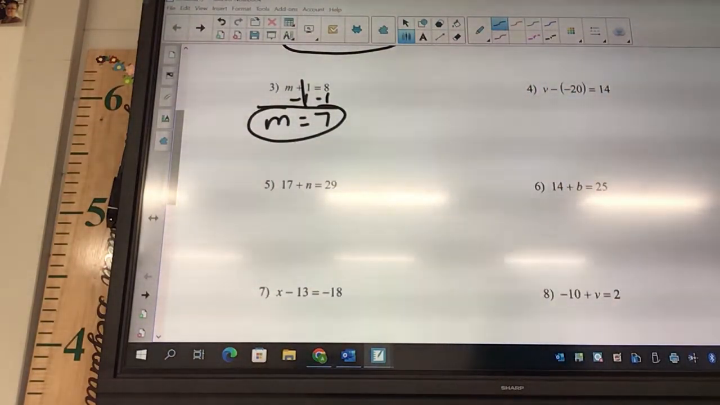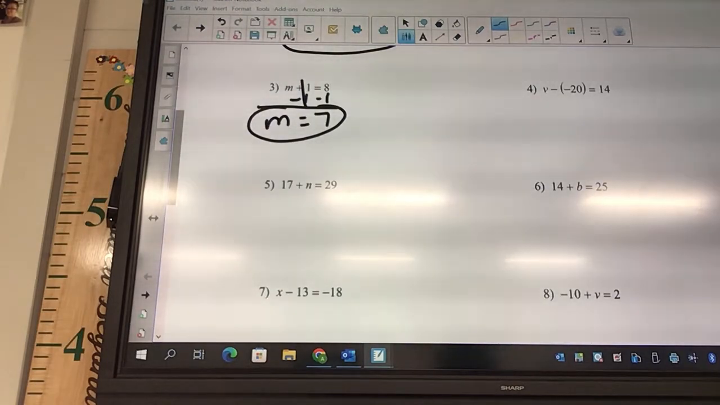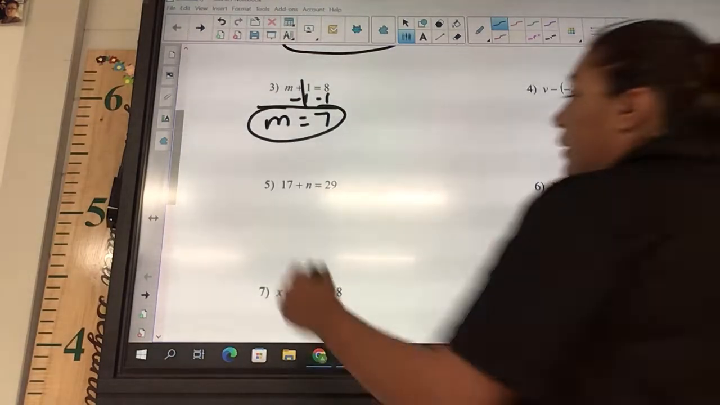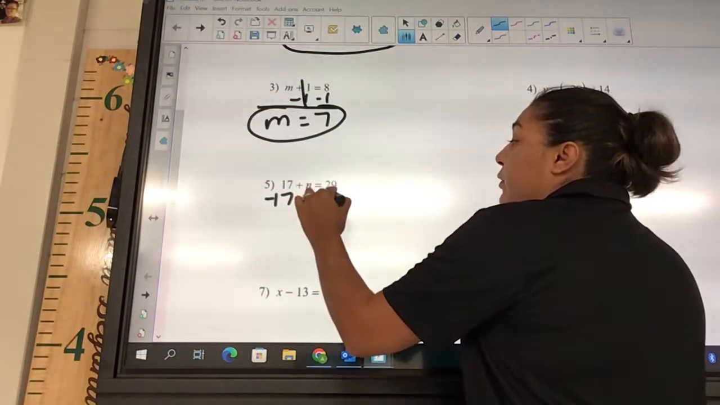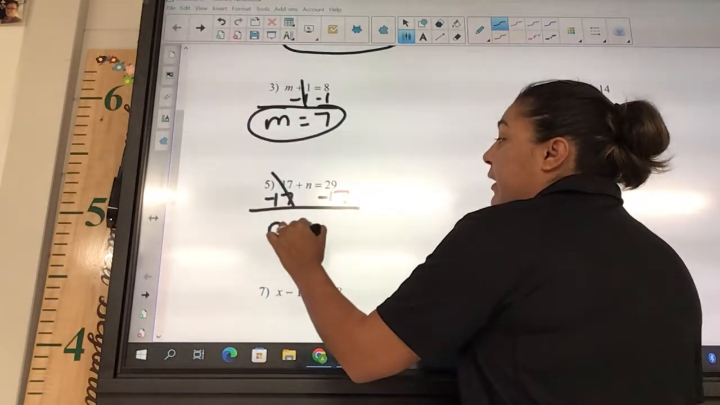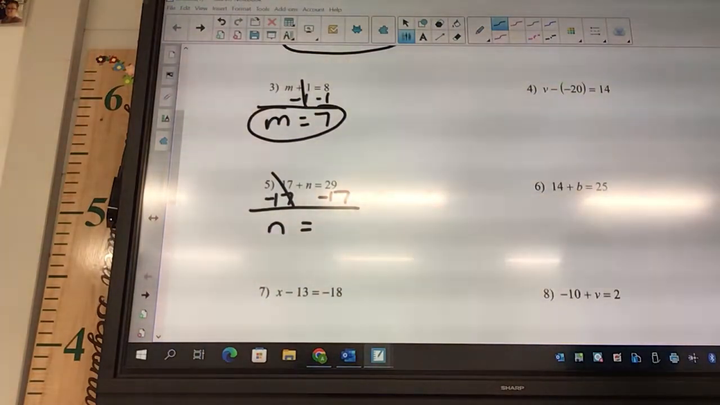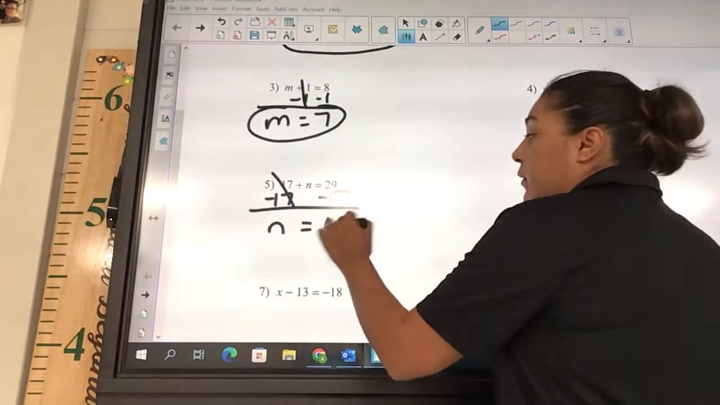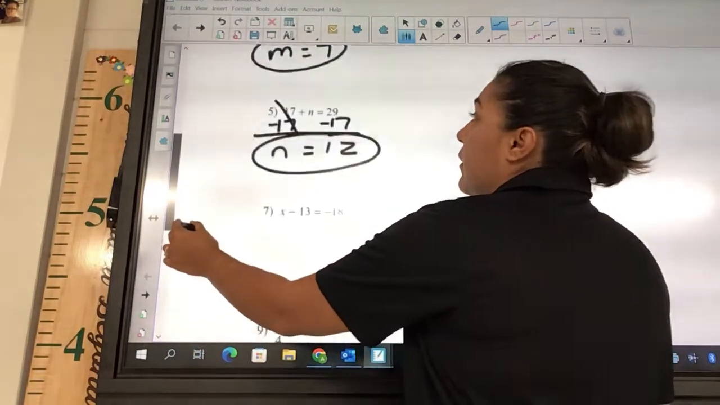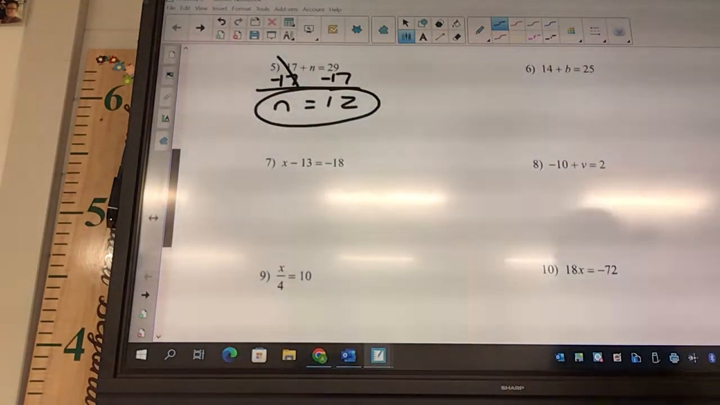Okay, 17 + n = 29. What needs moved? 17. How do we move it? If you do it to one side, you got to do it to the other side. What is 29 - 17?